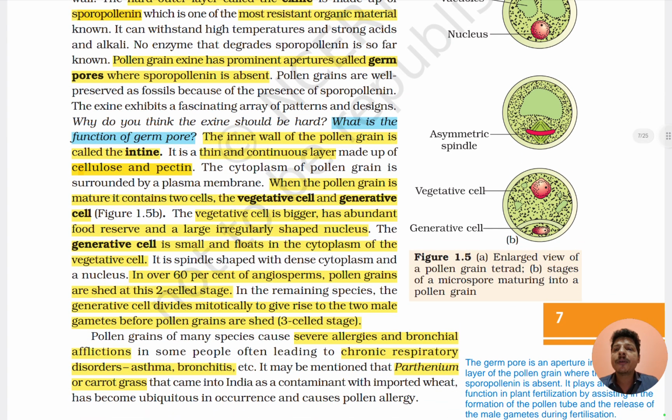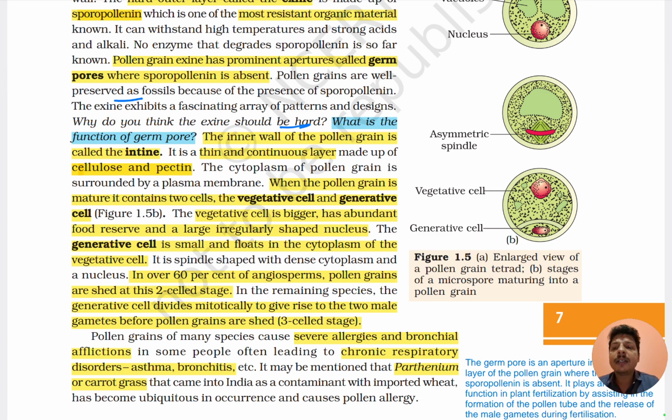Pollen grains are well preserved as fossils because of the presence of sporopollenin, and the exine exhibits a fascinating array of patterns and designs. Here a question is asked, why do you think the exine should be hard? Because of sporopollenin we can preserve the pollen grain as a fossil, and it can withstand many years.